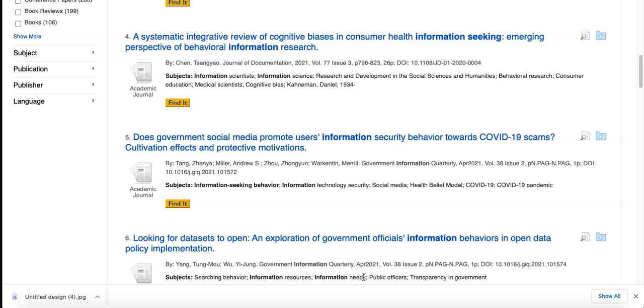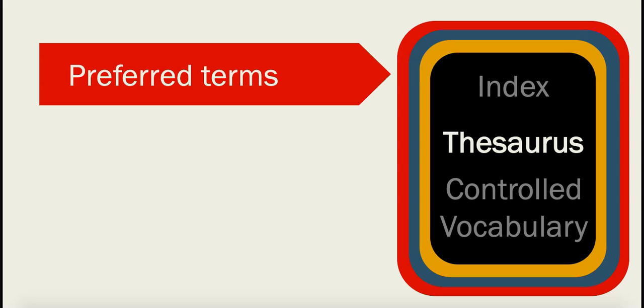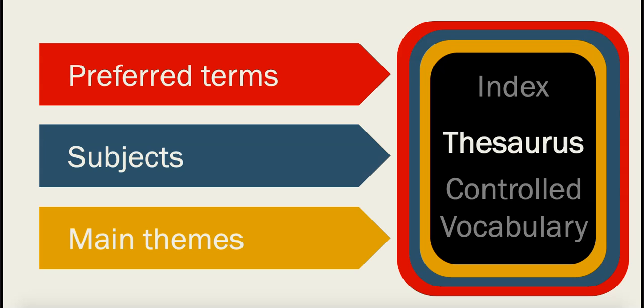This is where consulting the thesaurus can be helpful. Records or articles in a database are assigned preferred terms or subjects by the database to capture the main themes they cover. These terms form an index called a thesaurus or controlled vocabulary to make it easier to find all the articles with similar themes. Let's use the results of our keyword search for information seeking to consult the thesaurus and learn more about the preferred terms and syntax for this search to improve our results.